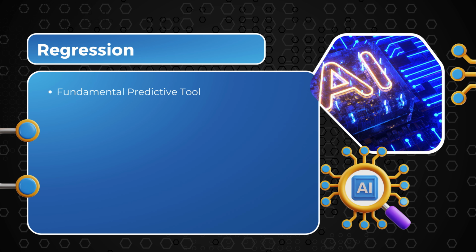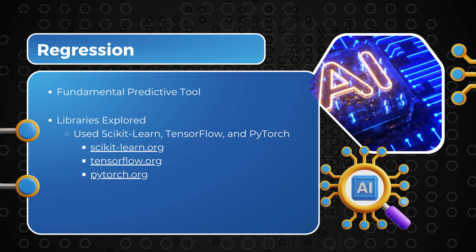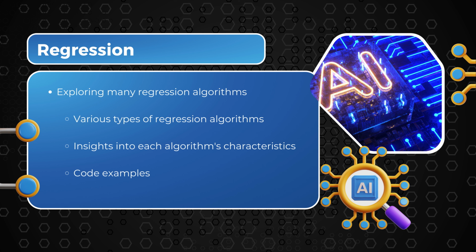In summary, regression is a fundamental tool for predicting continuous variables. We explored linear regression using Scikit-Learn, TensorFlow, and PyTorch. Each library provides a unique approach, allowing us to choose the one that best fits our needs. Now, let's go through different types of regression algorithms, explain each algorithm, and provide Python code examples using Scikit-Learn.